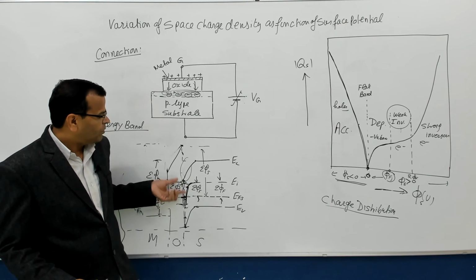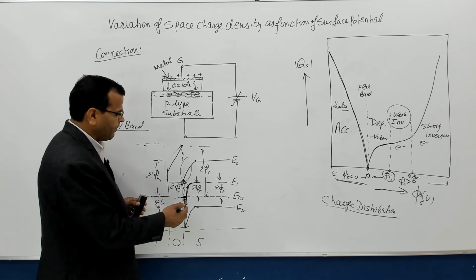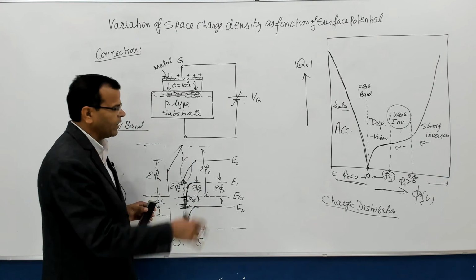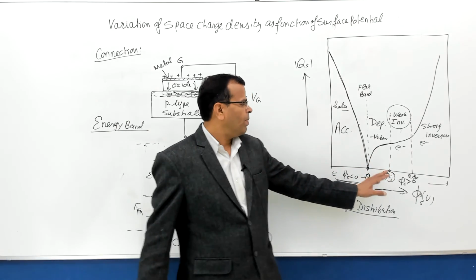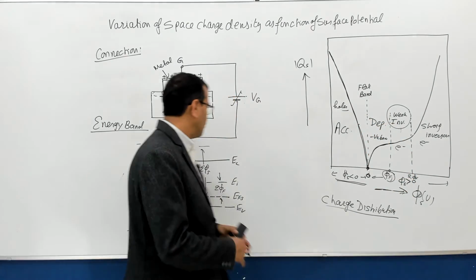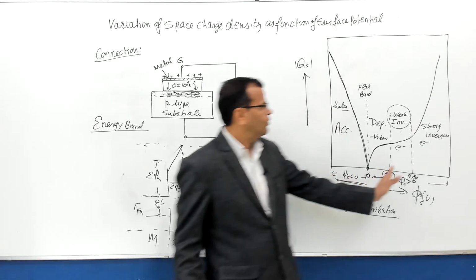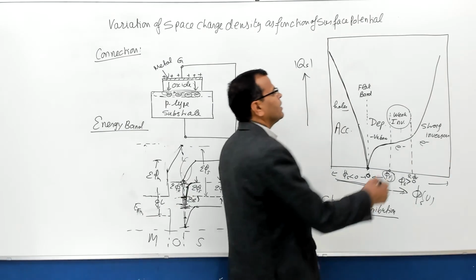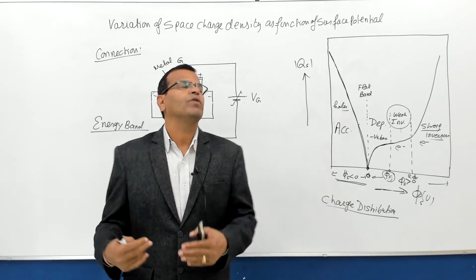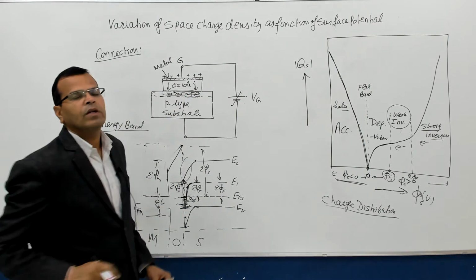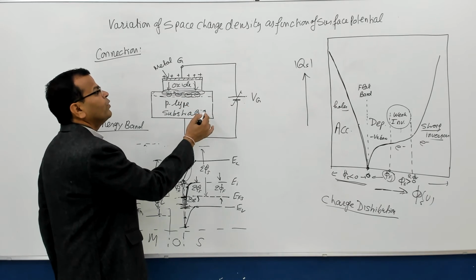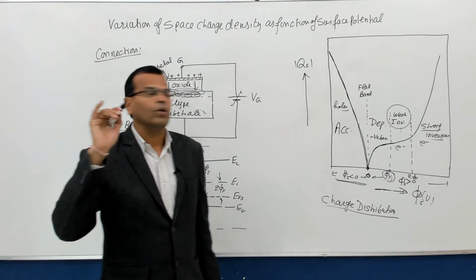When surface potential becomes more than phi f but less than 2 phi f, this is 2 phi f. This level is again q times phi f below this point. When surface potential varies from phi f to 2 phi f, it is called weak inversion. And when surface potential becomes more than 2 phi f, when you increase the surface potential, that is known as strong inversion. Your device enters into strong inversion, meaning there will be a large electron concentration, and that electron concentration becomes more than the concentration of holes in the p substrate. That is known as strong inversion.